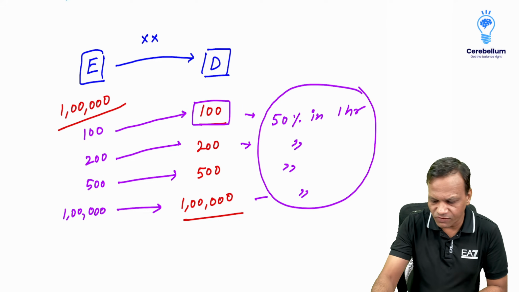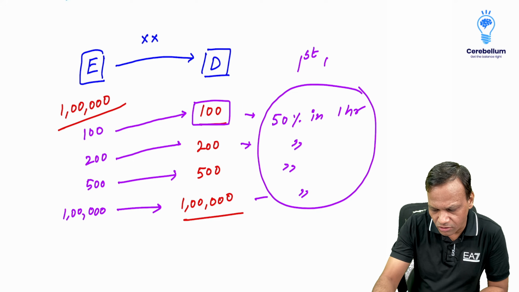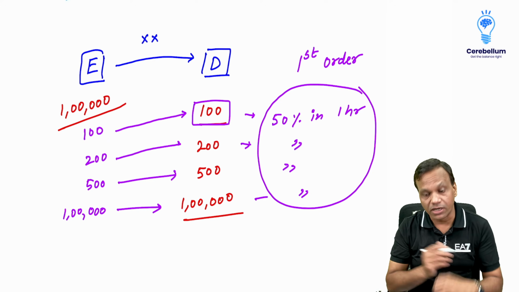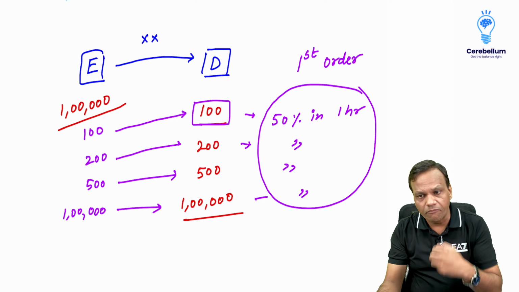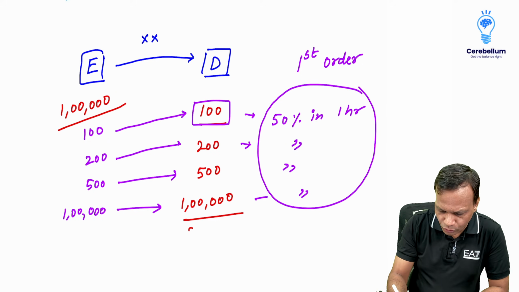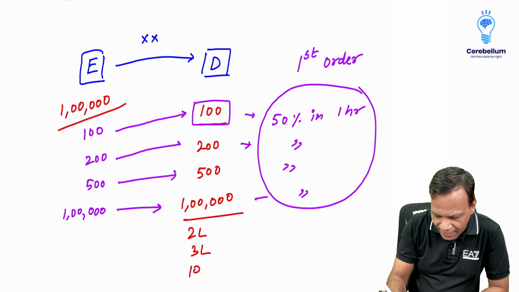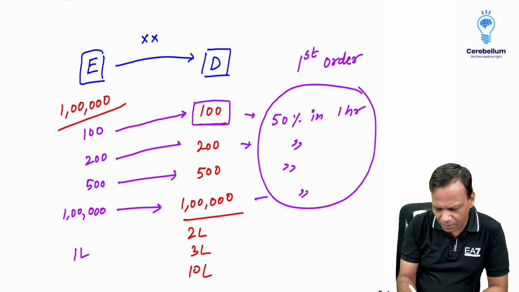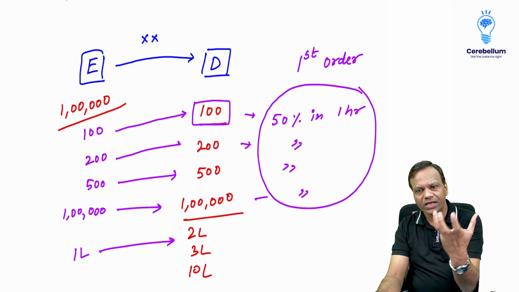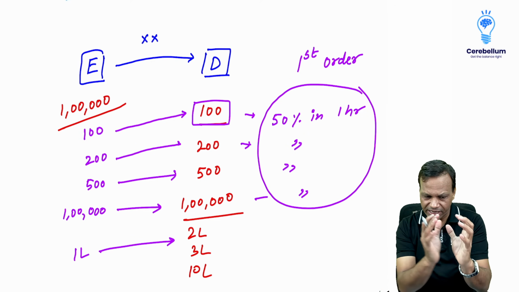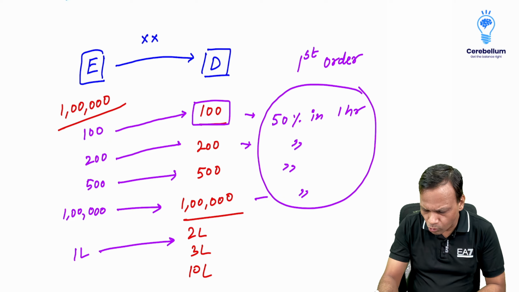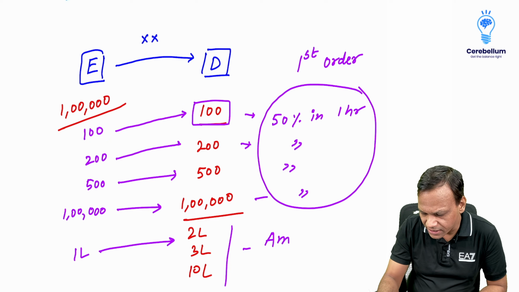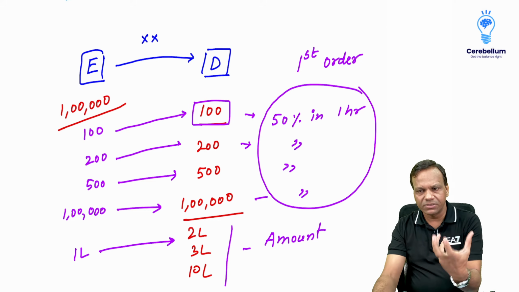So that means it is following which kinetic? It is following first order kinetics. But now consider if we give more than 1 lakh. If we give 2 lakh or 3 lakh or 10 lakh, now the enzymes are only 1 lakh. So they can break a particular amount in per unit time. So they cannot break more than 1 lakh. So now the amount becomes constant because the enzyme becomes the limiting factor.